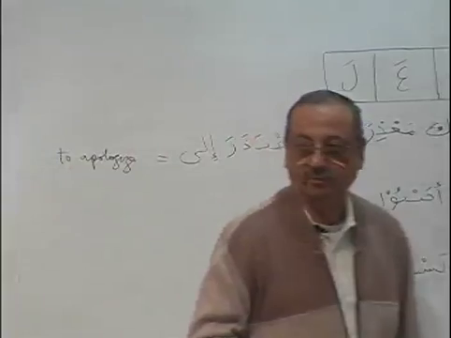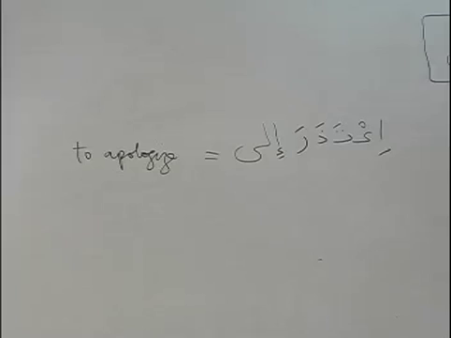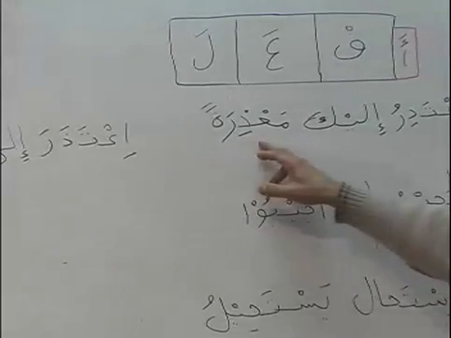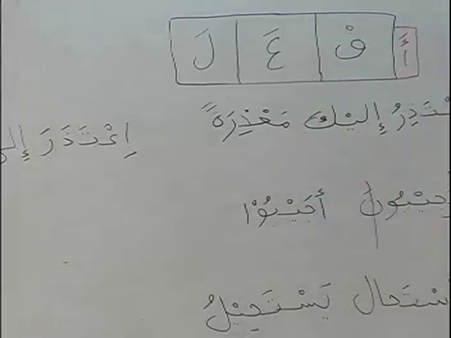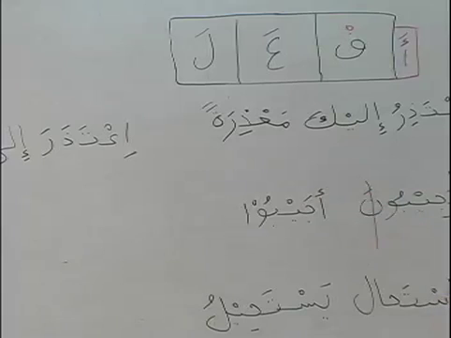To apologize. Okay, brothers and sisters, now, this is the masdar, but it is the masdar from form 1. Are you with me? But it is used here as a masdar to emphasize. And we emphasize it by making it mansoob, then it becomes maf'ulun mutlaq. So what is the meaning of ma'ziratan?